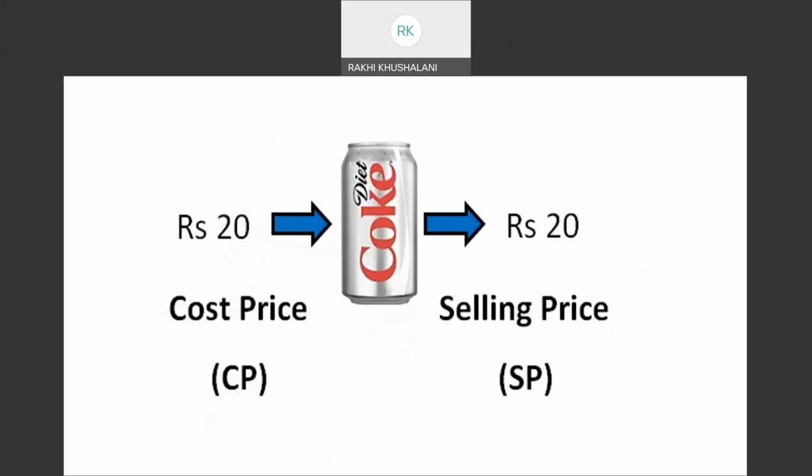We see at times, as per you, there is no loss, no profit. A Coke can has 20 rupees written on it, I paid 20 rupees and I bought the Coke. For you, the shopkeeper is at no profit, no loss. But that is not the case in reality. Okay, no problem.